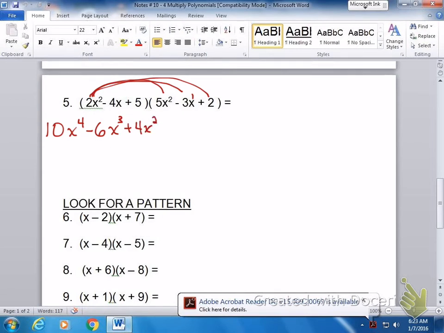Now we move to the second one. And this could get a little messy because there's going to be lots of lines. I have negative 4x times 5x squared. Negative 4 times 5 is minus 20. x to the first times x squared is x to the third.